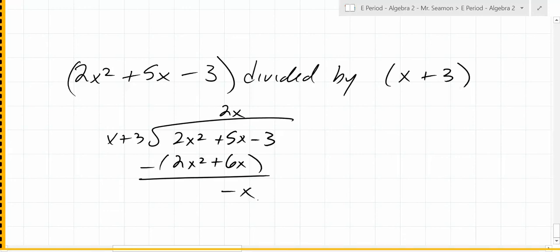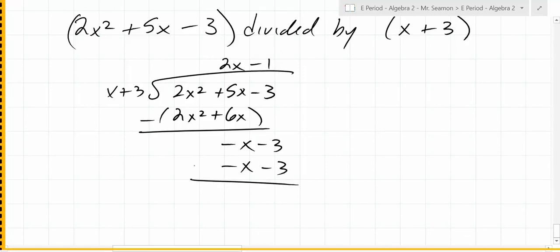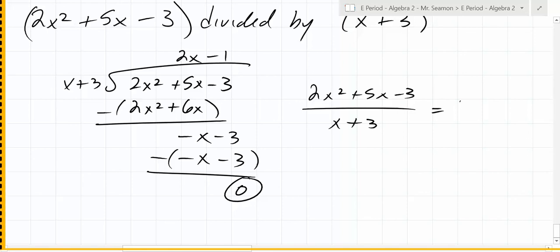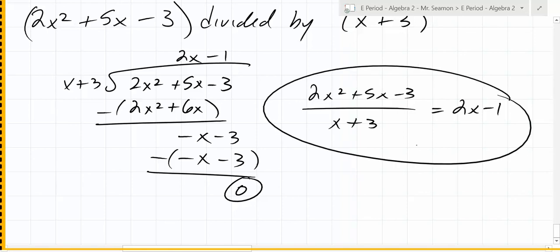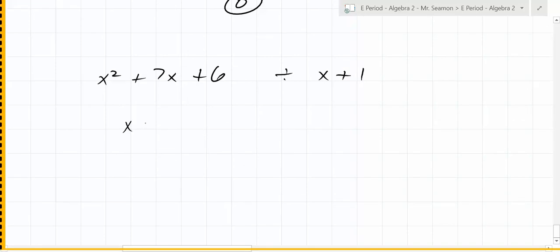What's negative x divided by x? Negative 1. What do you drop down? The negative 3. But you multiply this negative 1, right? So you end up with negative x minus 3. When you subtract it, what do you get? 0. So what does this tell you? It tells you that 2x squared plus 5x minus 3 over x plus 3, what does that equal? 2x minus 1. And you are done. It is kind of nice when it does work, right?